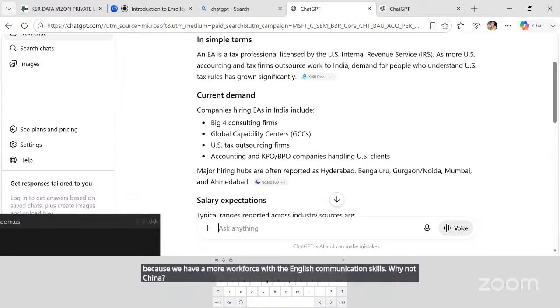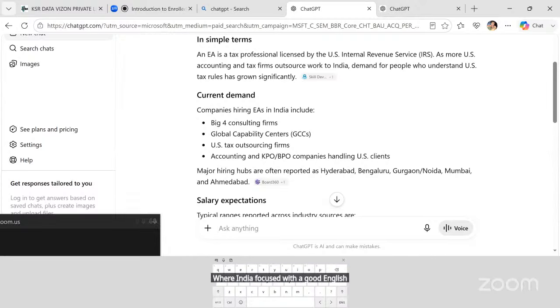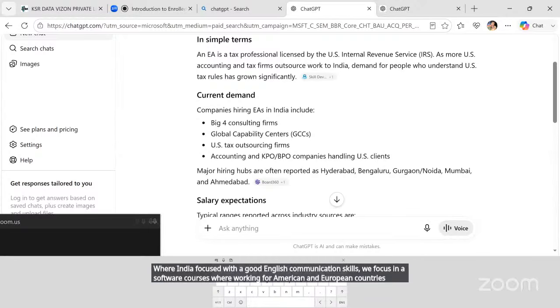China has less than us, they can work, but they don't have English speaking skills properly. They focused on manufacturing, whereas India focused on good English communication skills, and we focused on software courses, working for America and European countries.